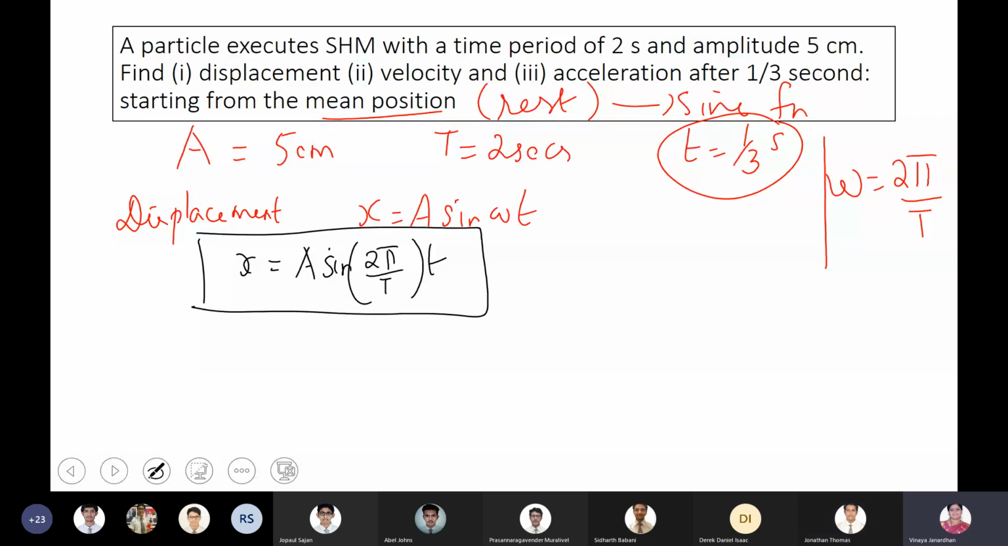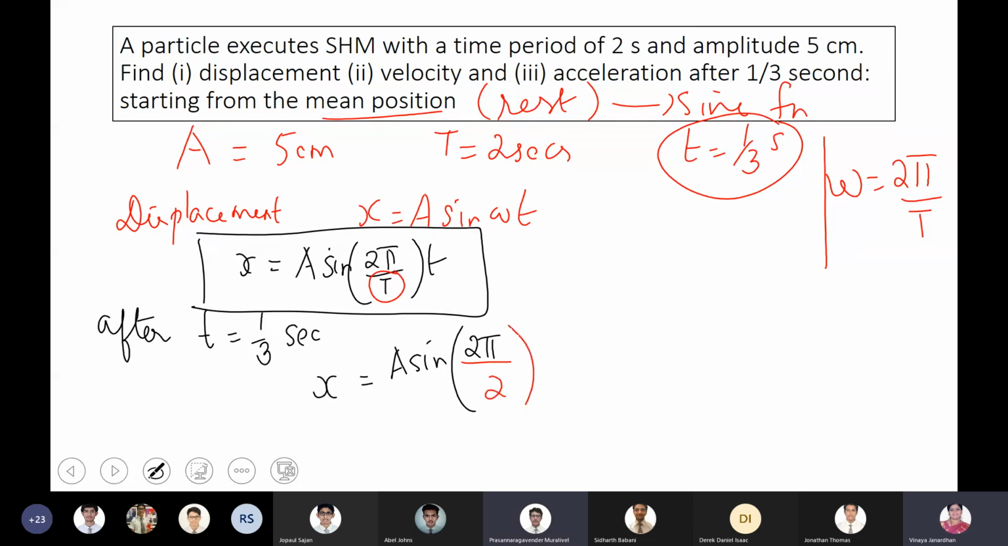So what is the displacement after t is equal to 1/3 of a second? What is x? A sine 2 pi by T into t. What is the value of the time period T here? 2 seconds. So the 2 will get cancelled. And what is the value of small t? 1 by 3. Boys, are you clear or should I repeat? Yes, ma'am, clear.